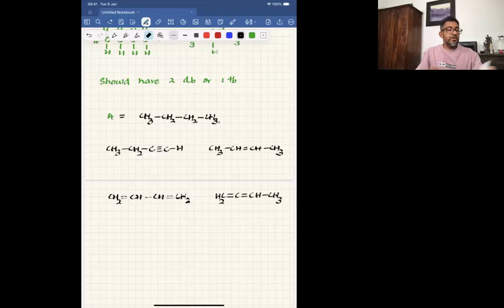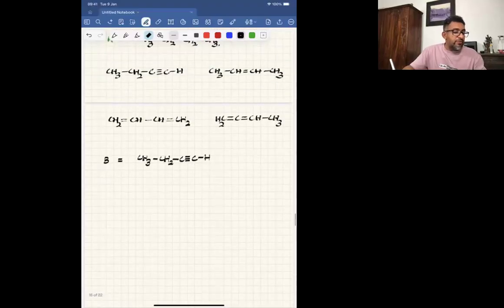4 possible structures. Then it says B reacts with ammonia and CuCl2 to give a red precipitate. Draw the structure. That means it should have a terminal hydrogen. So B should be something like this, CH3, CH2, C triple bond CH. B.